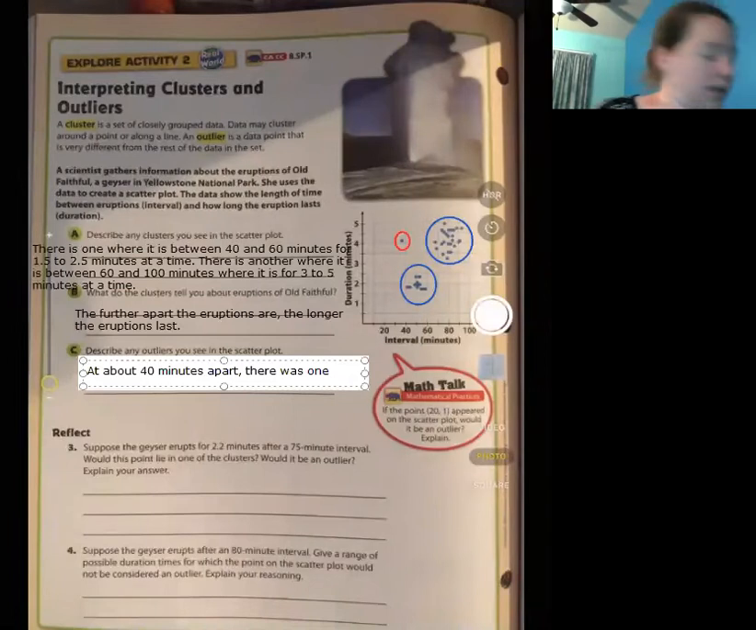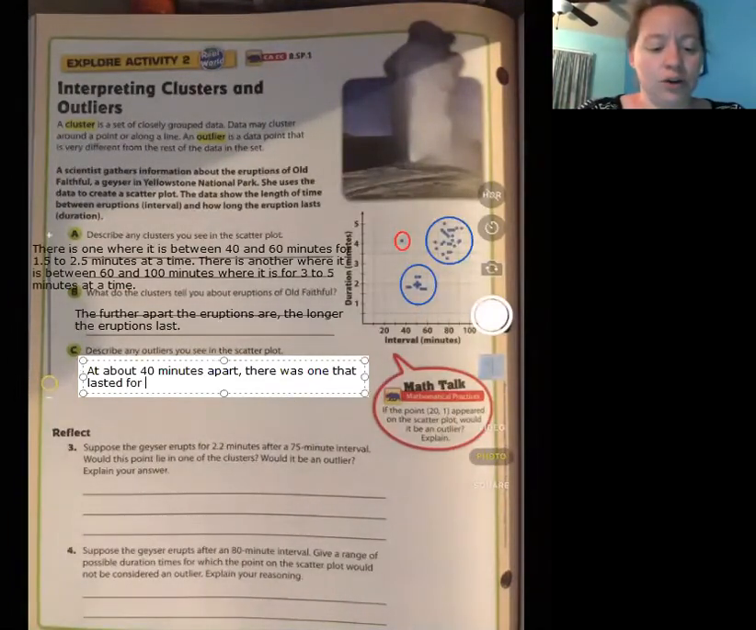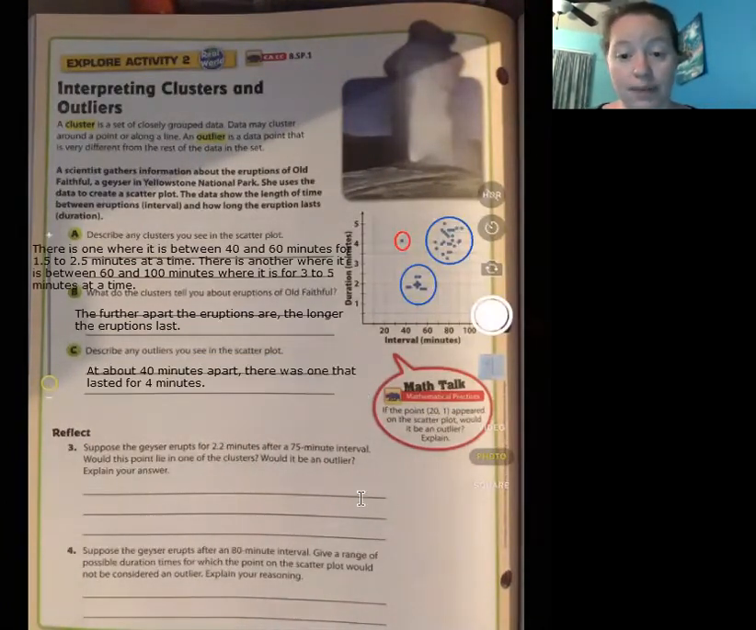There was one that lasted for 4 minutes. And that's all that we can do to describe that. Suppose the geyser erupts for 2 2/10 minutes after a 75-minute interval. Would this point lie in one of the clusters? Would it be an outlier?